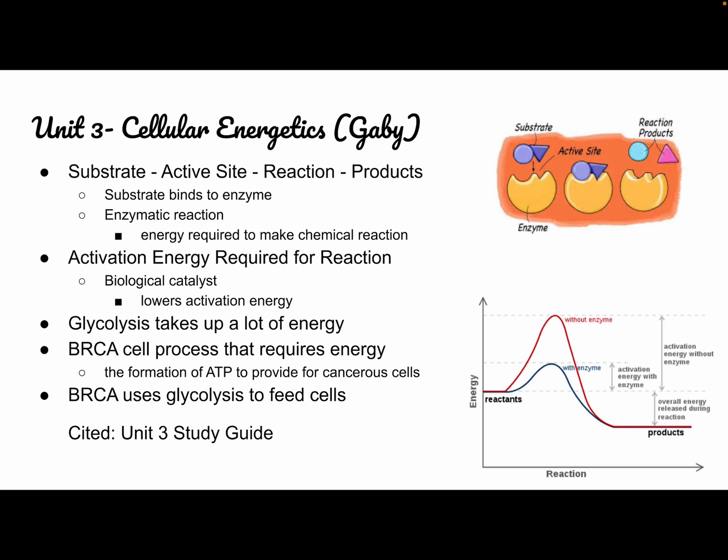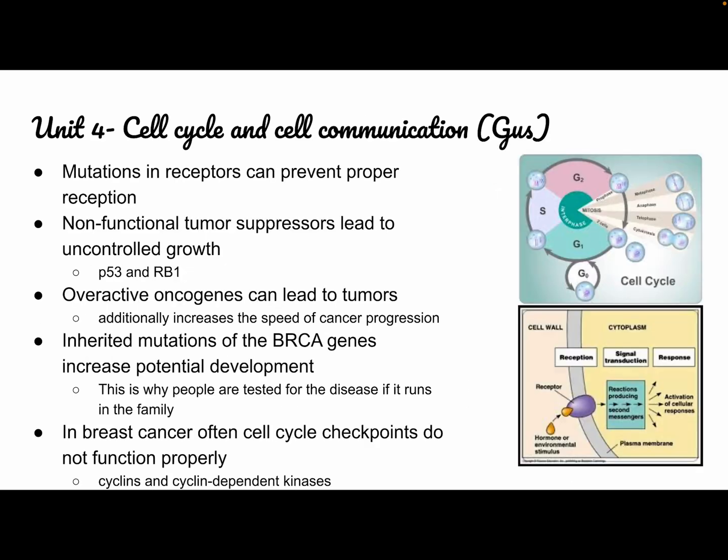The BRCA cell processes require energy, the formation of ATP to provide for cancerous cells, and the BRCA uses glycolysis to feed cells, so the cells are using up a lot of energy in total, shown through all of these ideas. Unit 4, Cell Cycle and Cell Communication.